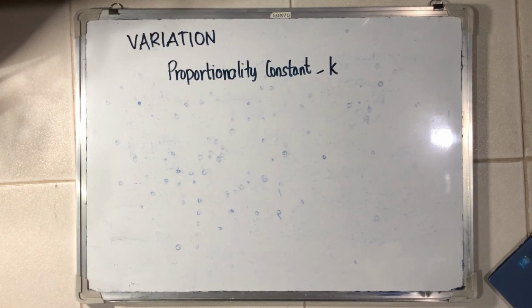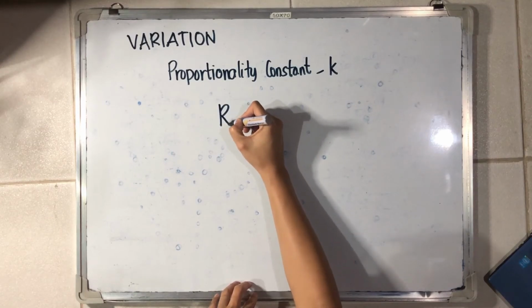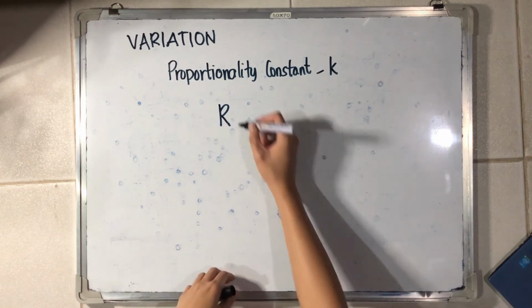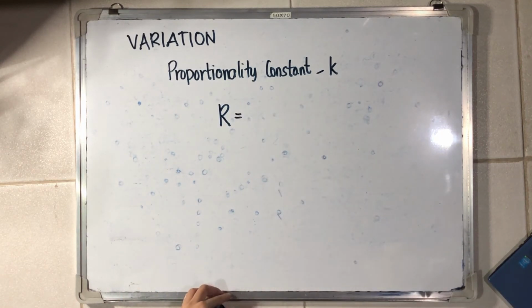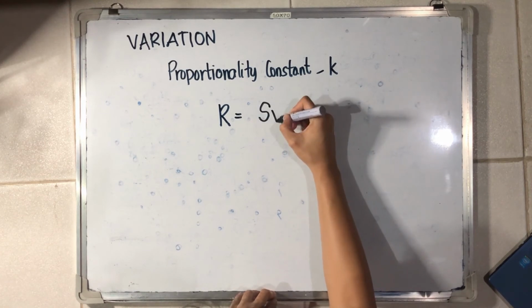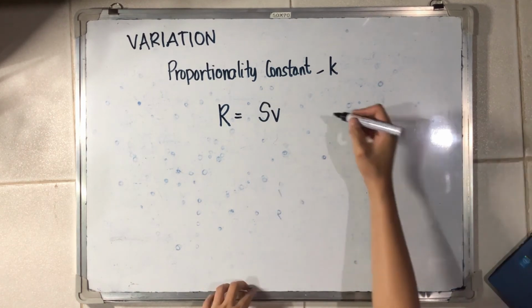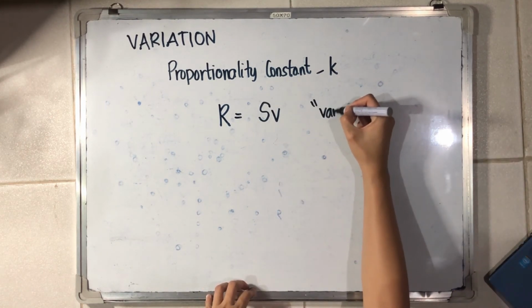Ayan. So we have a problem here. Wind resistance varies jointly as the object surface area and velocity. Okay, paano natin sinusulat yan? Ayan. Wind resistance, let's say that is letter R. When it says here na it varies jointly daw sa surface area and velocity, ito yung jointly, surface area and velocity. Multiplication ang nakikita natin when it says varies jointly.